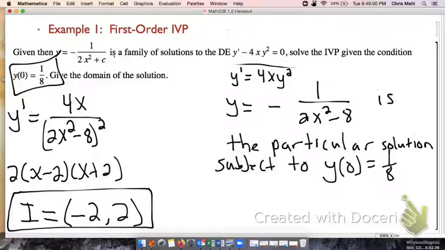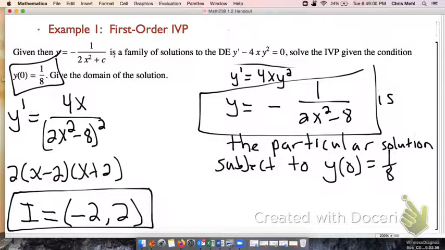So if I know my family of solutions and I know an initial condition, I can solve the initial value problem by finding the arbitrary parameter c and then finding the largest interval for which the solution and its derivative are continuous that also contains x equals 0. Again, there's the solution of the differential equation, and there's the domain or interval of solution at the bottom left.